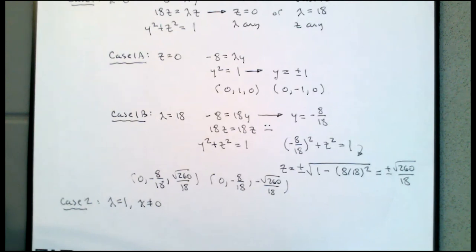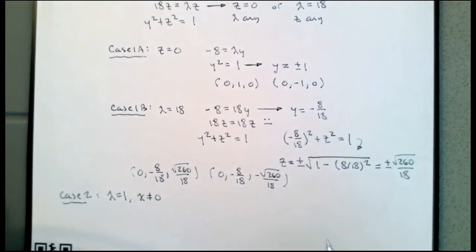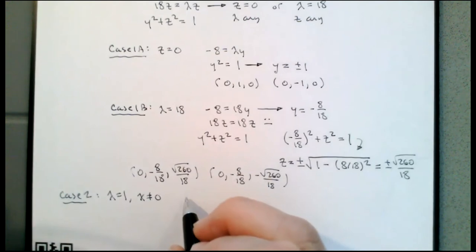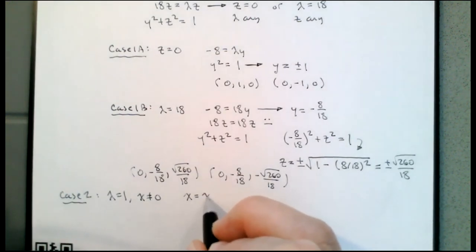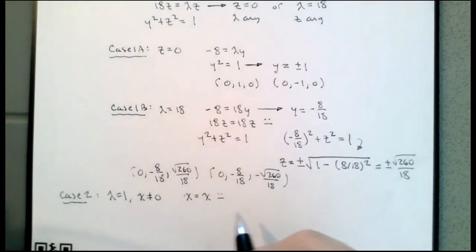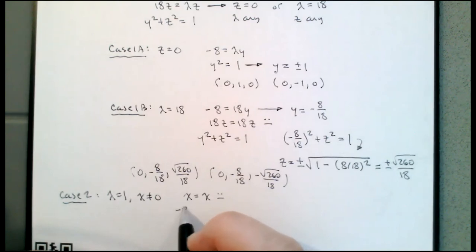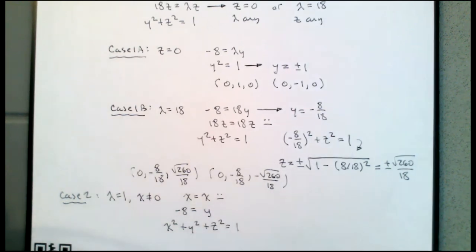So if lambda is equal to 1 and x is not 0, then the first equation is just going to be x equals x. And yeah, thanks for the revelation there. The second equation tells us that -8 is equal to 1 times y. And the third equation says that x squared plus y squared plus z squared is equal to 1.